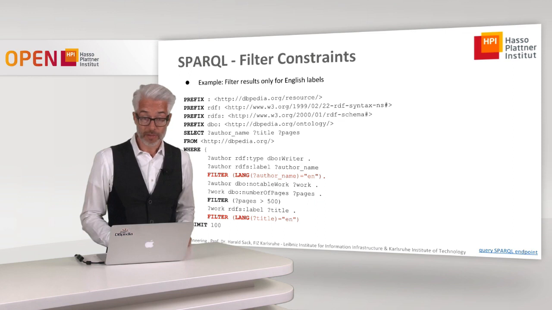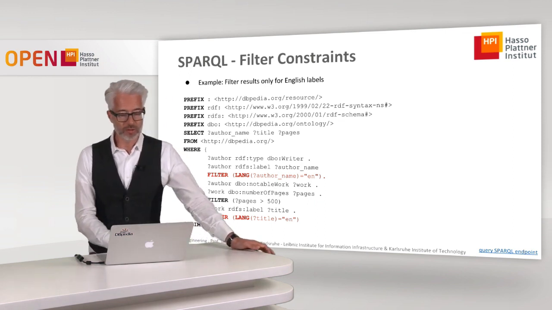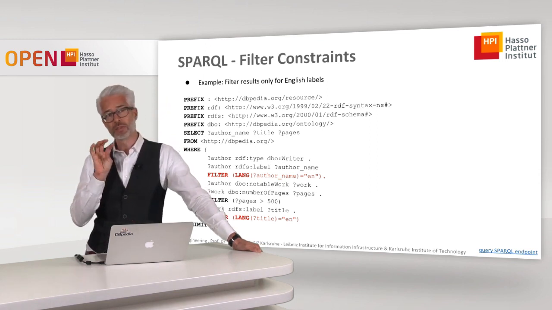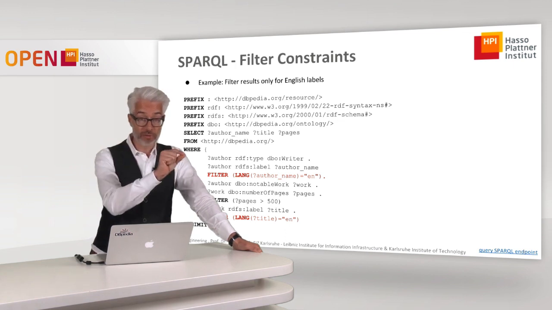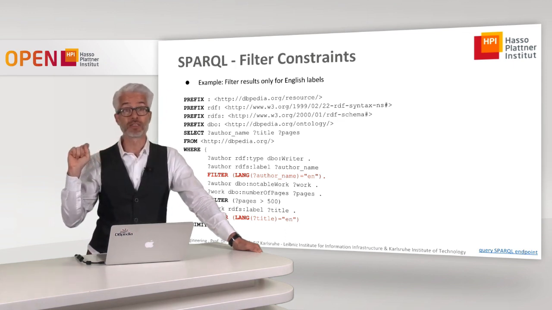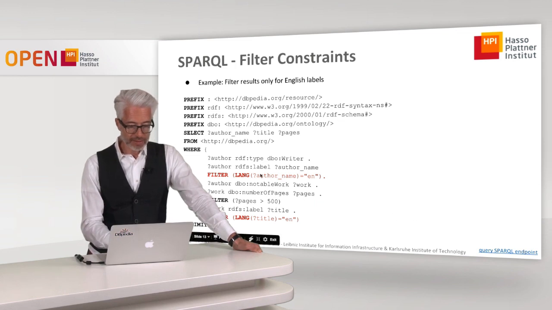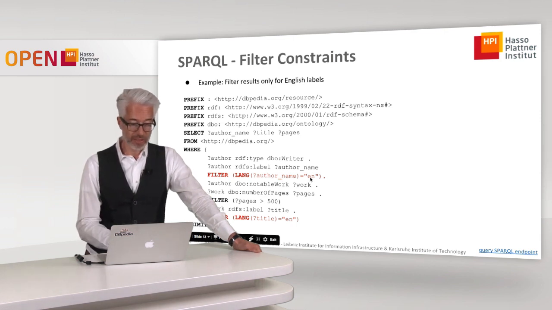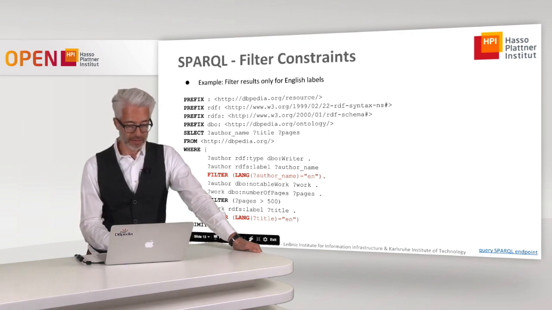Let's try to apply this in a final SPARQL query. So what we do here is we want to filter our results only for English labels, which means we want to have only the English labels of the authors and also the English labels of the titles. So what we are doing is, after we have selected here the author name, which is the label of author, we put in a filter condition and say here, author name, the language of it should be English. So this is the abbreviation, the acronym for English. And then of course we do the same thing here for the title, and we say here, filter, the language of title should also be English.